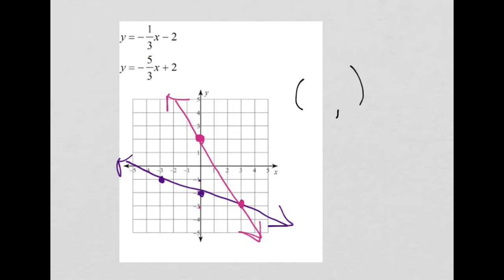So again, I'm looking for the x and y value of the point where they cross. Here's where they're crossing. So my x value is a 3, and my y value is a negative 3. Finish the rest on this page, please.